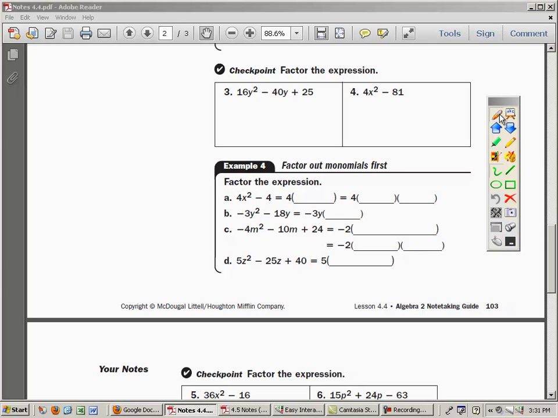All right, so try the 2 checkpoint problems. I'm going to guess, because this is 3 terms and it's on special patterns, this is probably a perfect square trinomial, and because this is the difference of two things that are perfect squares, it's probably difference of squares. But give them a shot and see what you come up with.